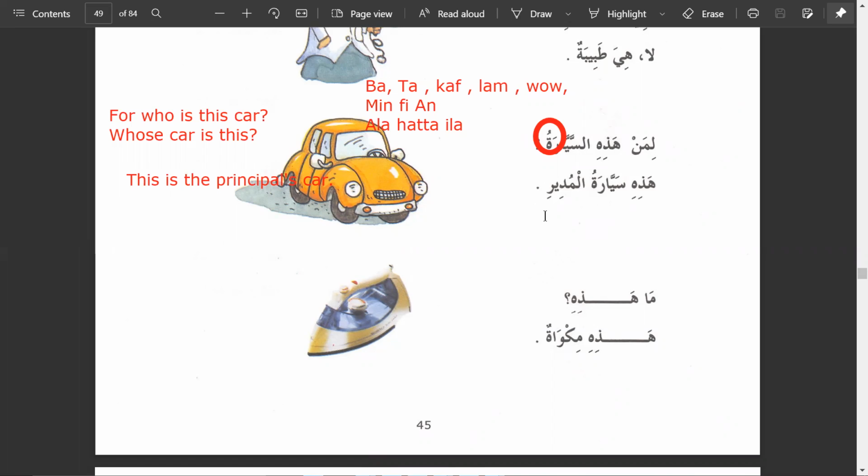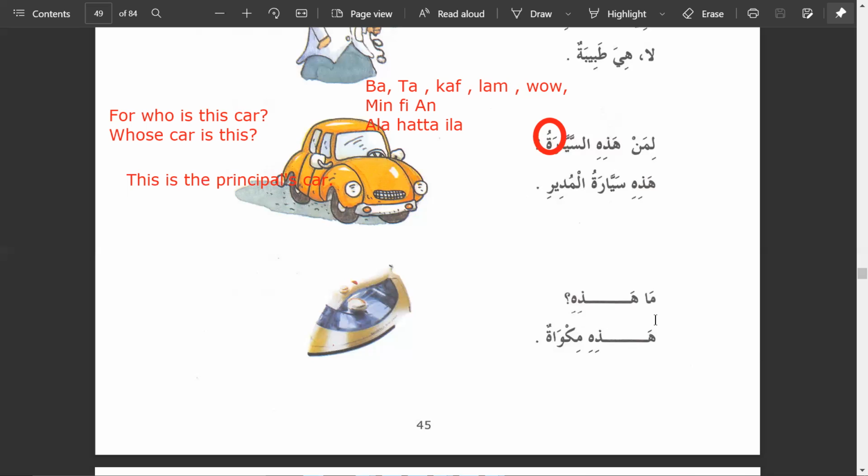What's the sign for being a mudaf ilayh? It has kasra and it's in jar status. That's why it's a mudaf ilayh. So hadhihi sayyaratul mudiri, this is the principal's car. After ism ishara in the translation we use is, because there is no al after it.